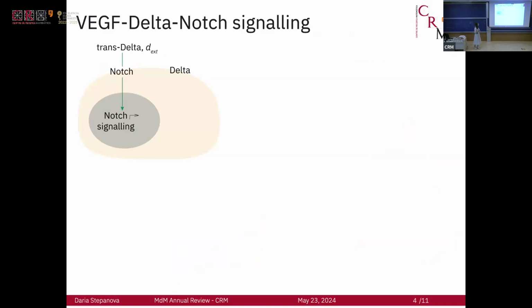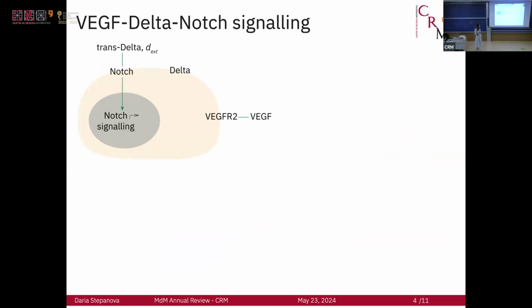So in this case, we have the delta ligand, which belongs to some neighboring cell, can bind to the notch receptor, and then the notch signaling is initiated in the cell nucleus. In the case of endothelial cells, this notch pathway is coupled with a second pathway, which is coming from VEGF, which stands for vascular endothelial growth factor.